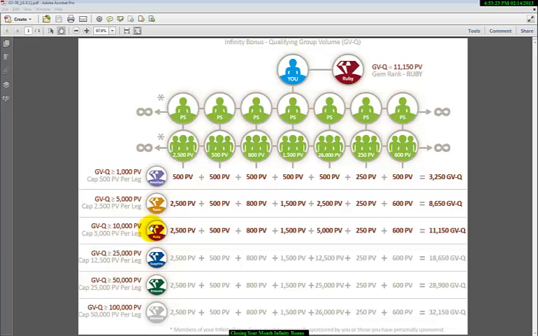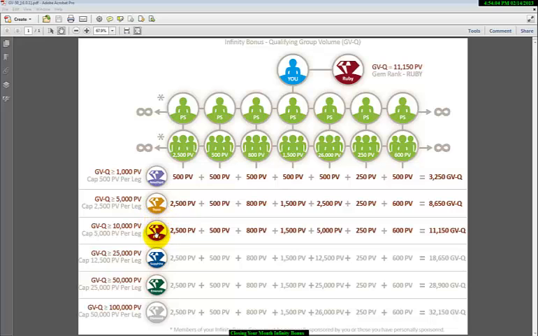The GVQ requirement for a sapphire is 25,000. The cap level is 12,500. As you can see, you're able to pull the max amount of that cap level in the 26,000 group, but the max level is 12,500. So when it adds all those together, the 2,500 and the 500 and the 800 and the 15 and the 12,500 and the 250 and the 600, it comes out to 18,650 GVQ. Is there at least 25,000 GVQ? No, it's fallen quite a bit shy of 25,000, so therefore you're not qualified as a sapphire, so your gem rank will be a ruby.